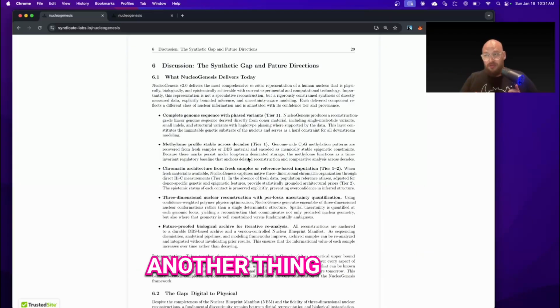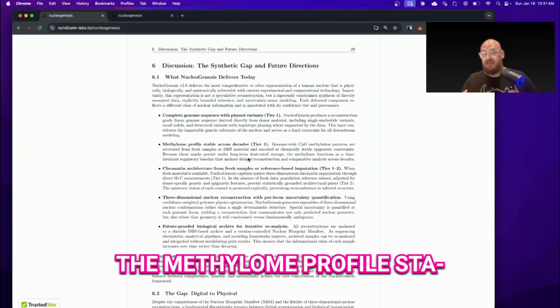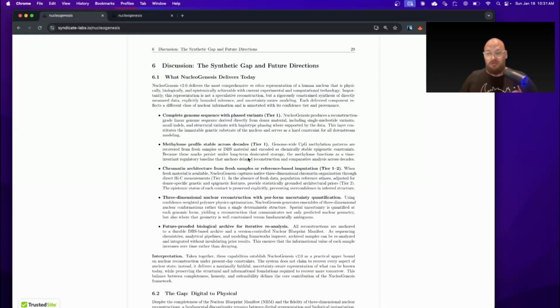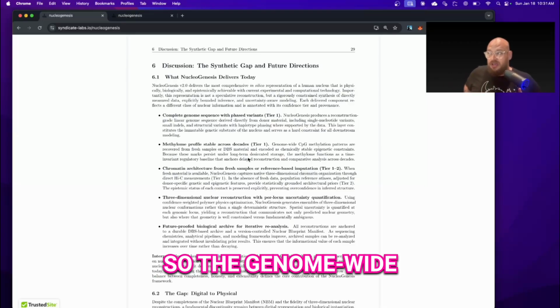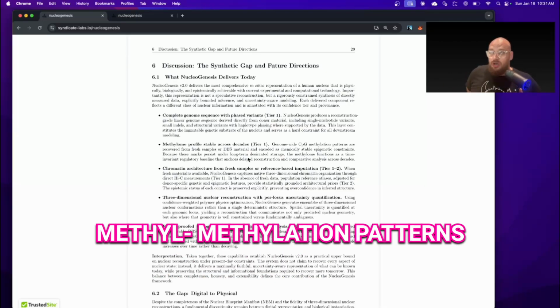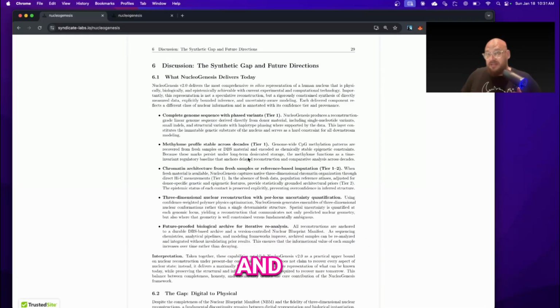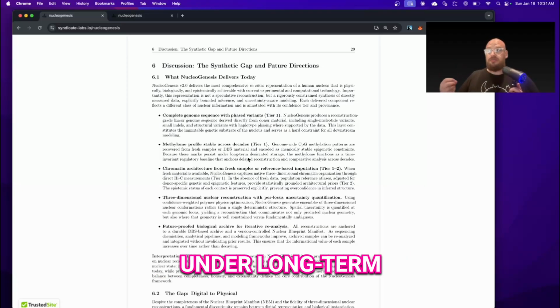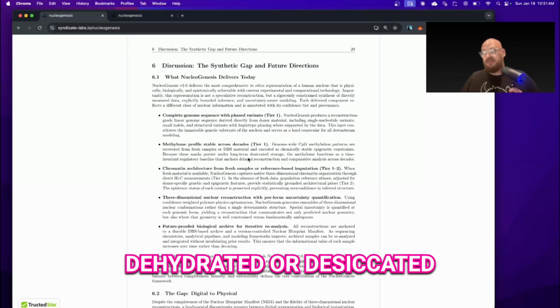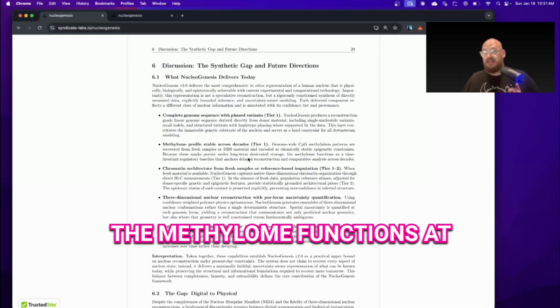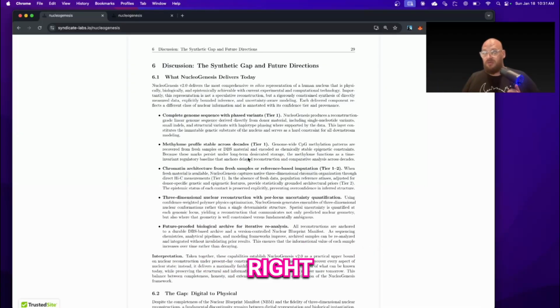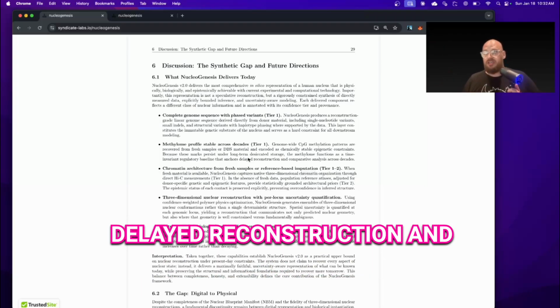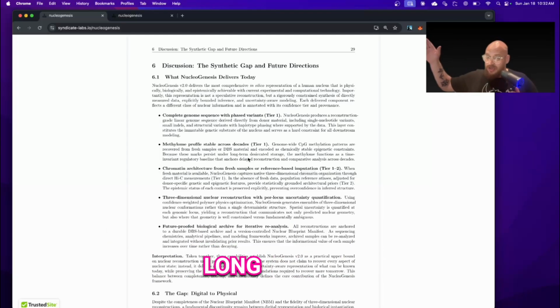Now, another thing that we can also do is the methylome profile, and that is stable across decades, right? So the genome-wide methylation patterns are recovered from fresh samples and the dried blood spot material and encoded in a chemically stable epigenetic constraint. Because these marks persist under long-term dehydrated or desiccated storage, the methylome functions as a time-stable anchor, right, and provides a good baseline for the next phases of delayed reconstruction and comparative analysis across long horizon decades.